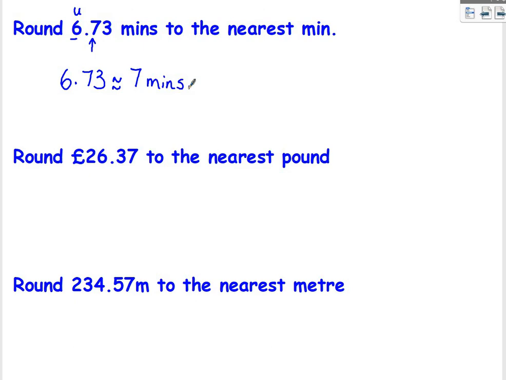And the next one, we've got £26.37. We need to round to the nearest pound. Same thing again. In the units column, I've got 6. So we look at the digit in the tenths column, which in this case is 3. Because that number in the tenths column is less than 5, the units digit stays the same. So we need to keep the units digit as a 6. So to the nearest whole number of pounds, we're going to have £26. The 6 is staying the same because there's a 3 after the decimal point.